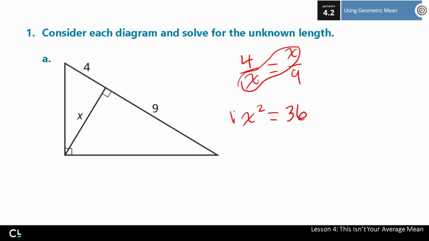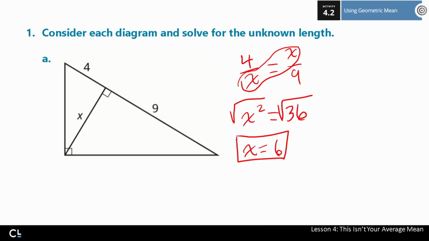We take the square root of both sides. And once again, you can plug this into your calculator. But for me, I know that 36 is what we call a perfect square. So when you ask yourself, what times itself gives me 36, that answer is going to be 6. So x equals 6. There we go.